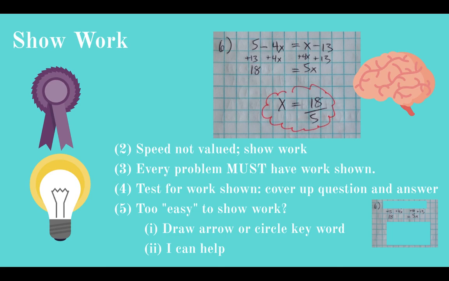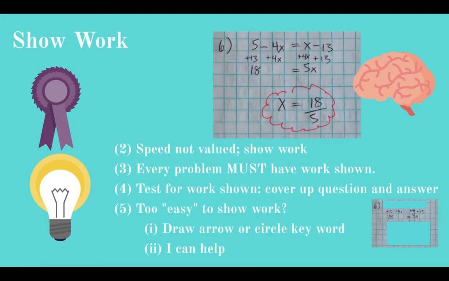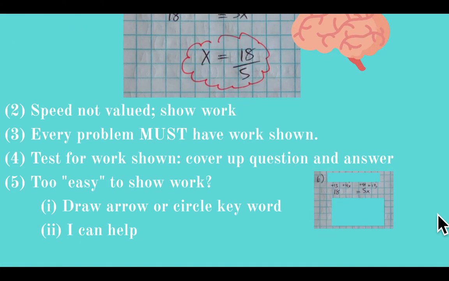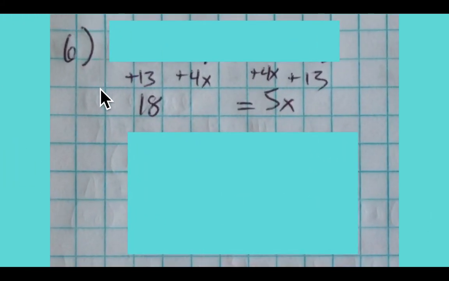Every problem must have work shown, and there's even a test for whether or not you've shown work. Let me show you. Here in this problem, I've covered up the question, I've covered up the answer, and anything else that you have is what we will call the work. So you've got to have the three things: question, work, answer.